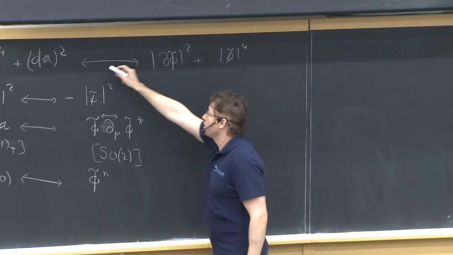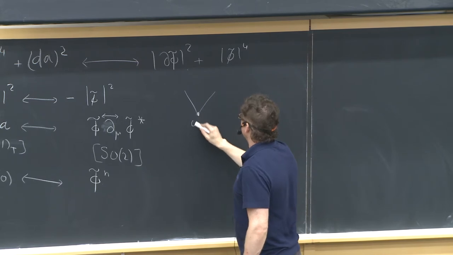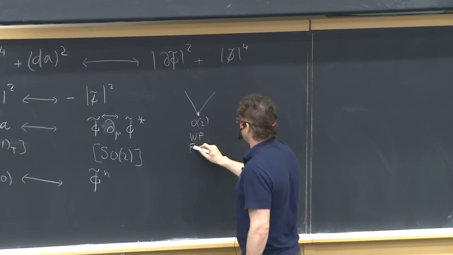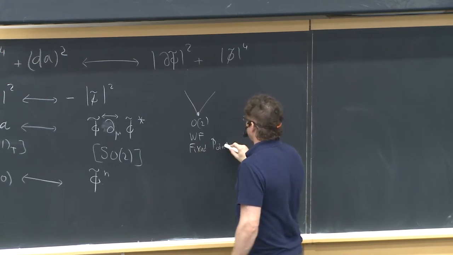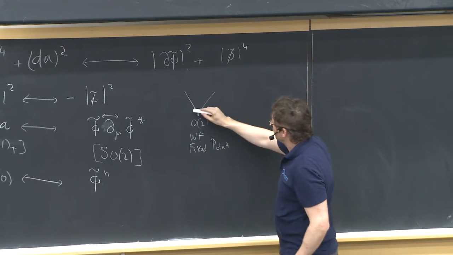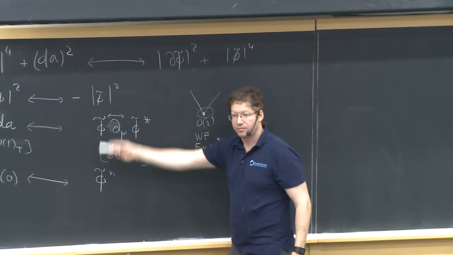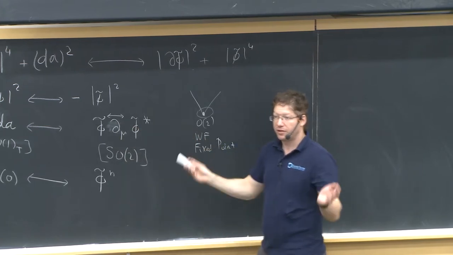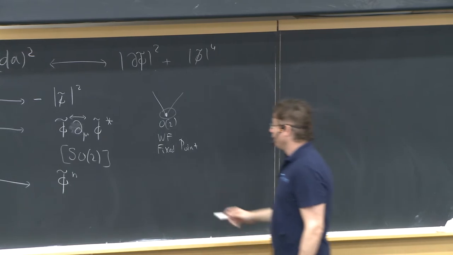So this arrow, what it means, is that these two Lagrangians both flow to the O2 Wilson-Fisher fixed point. Okay? And because of that, they also have the same deformations. So this is the map between the deformations. And you can see that everything matches. And this was proven, okay? This is proven.